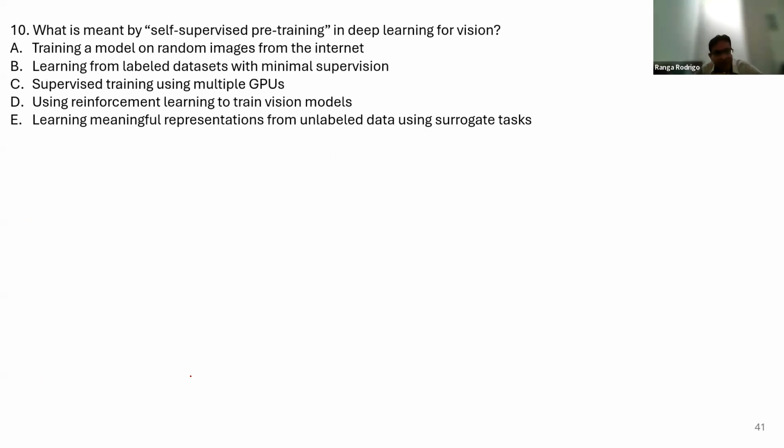Question number 10, last one. What is meant by self-supervised pre-training in deep learning for vision? Training a model on random images from the internet. Learning from a labeled dataset with minimal supervision. Supervised learning using multiple GPUs. Using reinforcement learning to train a vision model. Learning meaningful representation of unlabeled data. That's the one. So those are the answers for those questions.